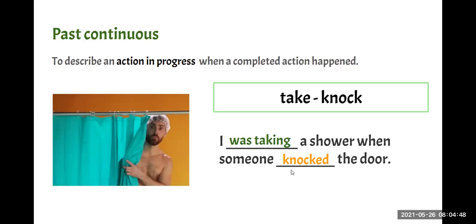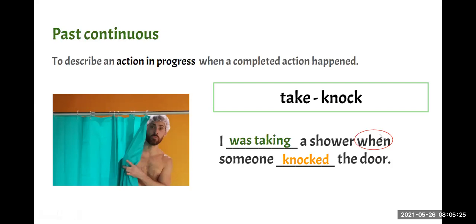Okay, so as you can see, this is an action that interrupts the longer action. So when we have two actions in a story, we have a long action, an action in progress. We use the past continuous to describe this action. When we have another action that interrupts the action in progress, this action is in the simple past, okay? So we use this to describe an action in progress, okay?